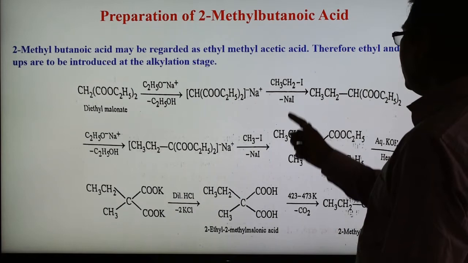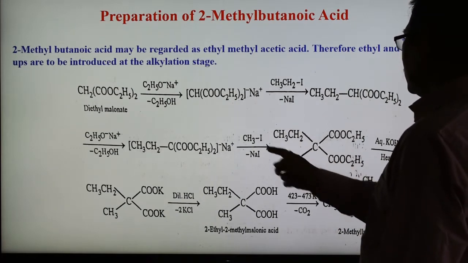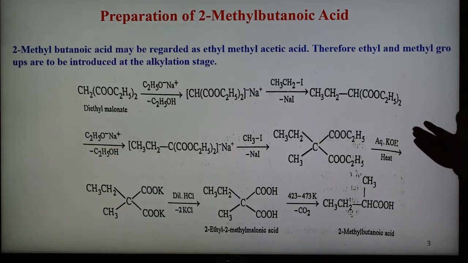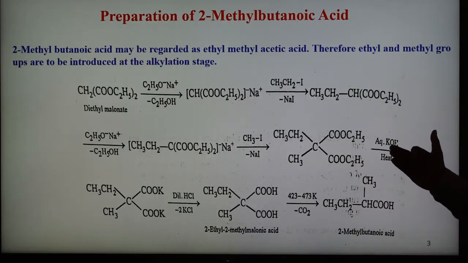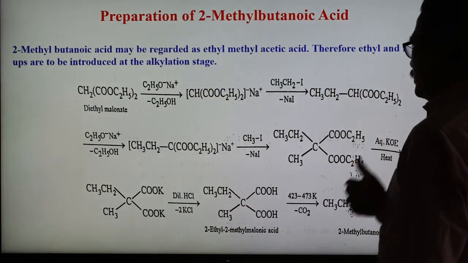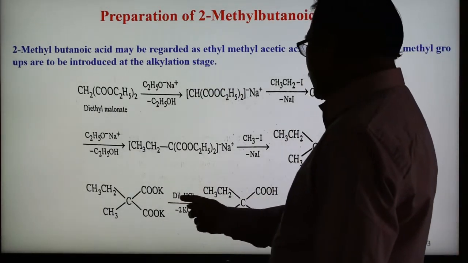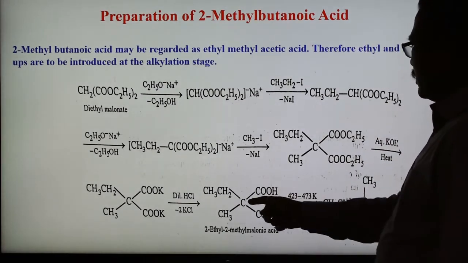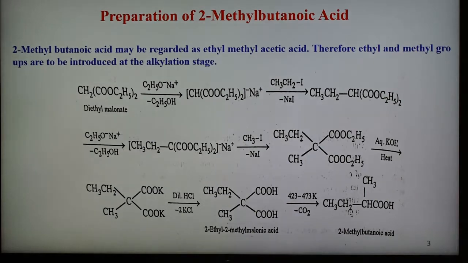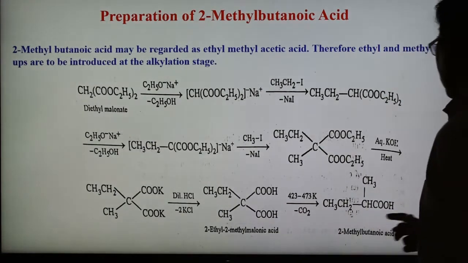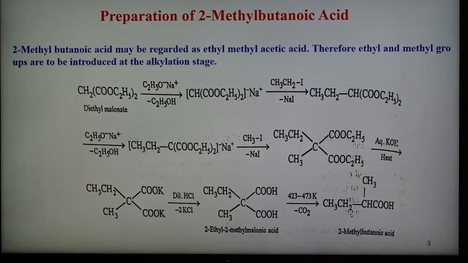So here, the first time an ethyl group is attached to this carbon, and the second time, alkylation with a CH3 group. So this is the compound, and after this it undergoes hydrolysis and heat with KOH, and here C2H5OH is replaced and two potassiums are here. On acidification, two hydrogens are here. Two COOH groups cannot be on the same carbon, so there is immediately a loss of a CO2 molecule, and we get this compound CH3CH2CH(CH3)COOH.